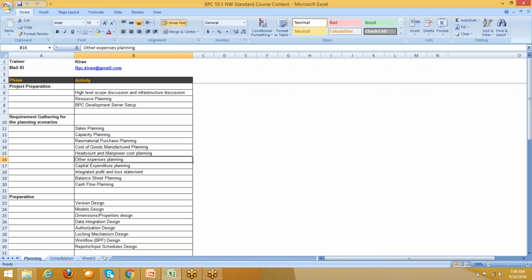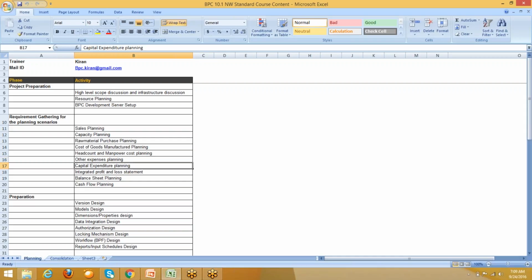Indirect expenses, you can say. Rent expenses, travel expenses, learning and development expenses. These kinds of expenses are part of this particular other expenses plan.